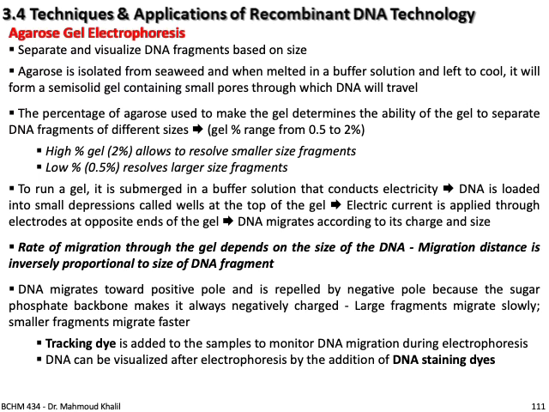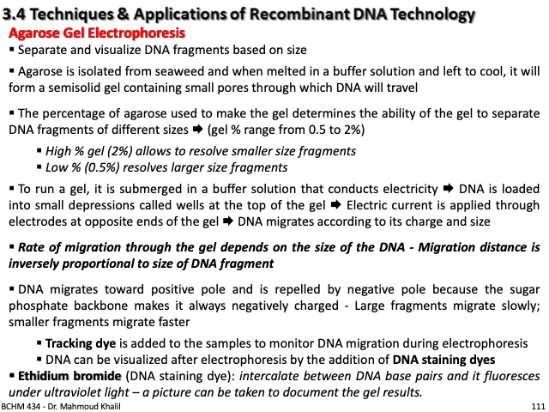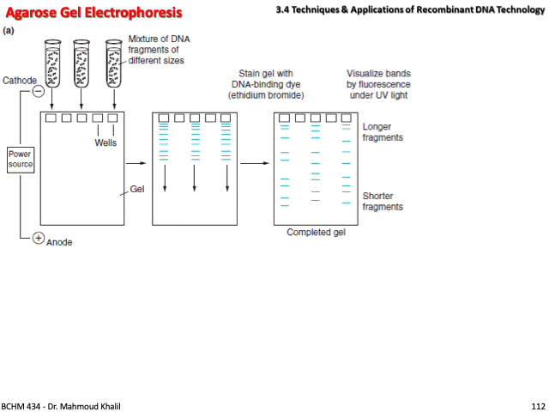We usually use two types of dyes, a tracking dye and a DNA staining dye. The tracking dye is added to the sample to monitor migration visually by eye, while the DNA staining dye is needed to visualize the DNA after the electrophoresis. One of the DNA staining dyes is ethidium bromide. It intercalates between DNA base pairs and it fluoresces under UV light. Then we can take a picture of this DNA. But keep in mind that ethidium bromide is highly carcinogenic, so scientists now are turning to other compounds that are less harmful.